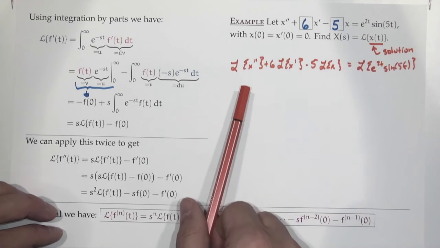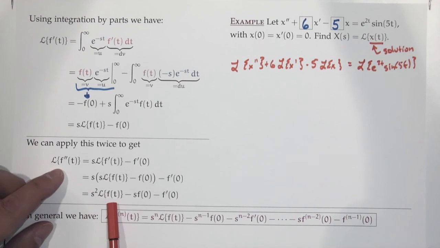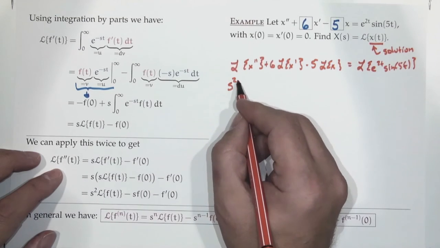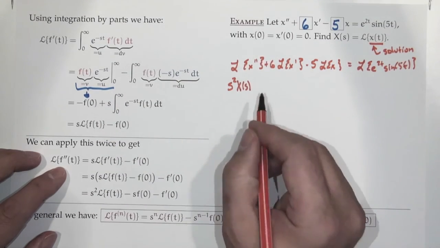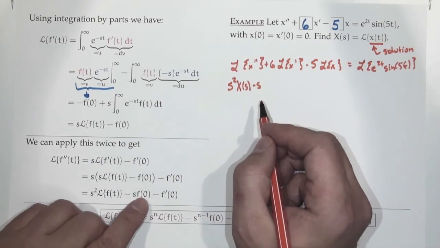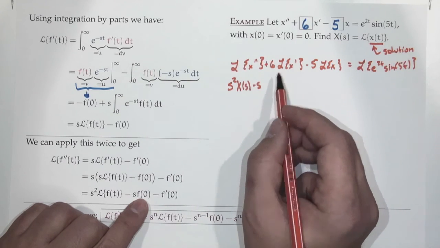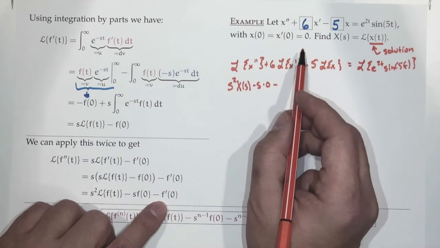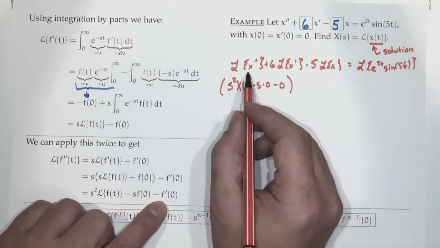Well, now we say, Laplace transform of x double prime would be s squared times the Laplace transform of the function. So that's our s squared x of s, minus s times what happens at 0, which in our case is 0, minus what happens to the derivative at 0, which in our case is 0. Okay, so that's the first part.